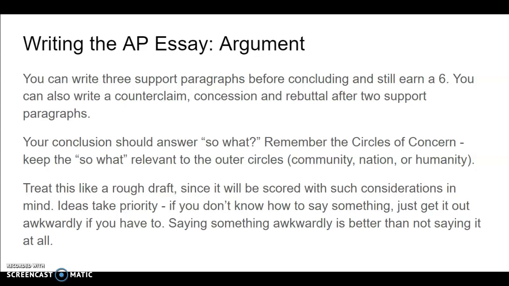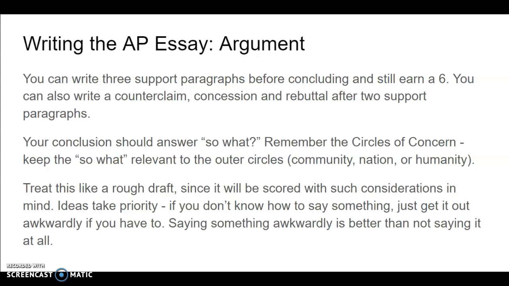You don't want the so what to be essentially why you don't like it, or why it affects you. It's not to say that people don't care about you, but at the end, if you have a reader, you need to show how it would potentially affect them. Well, how does it affect them? By saying that it affects either the community, members of the nation, or humanity in general.